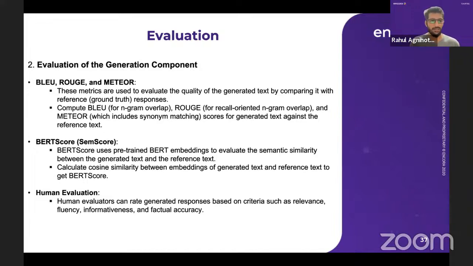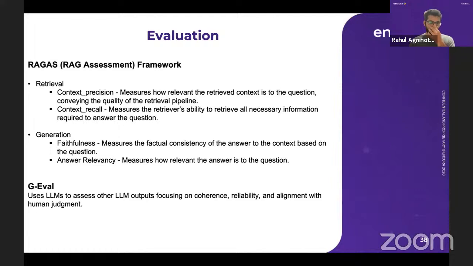And of course, you can make use of human evaluation. You can have a human team check how good the output generated from your pipeline is. There's also a framework called Ragas, which you can look into. It has predefined functions which give a context precision score, a context recall score, and a couple of other scores like faithfulness and answer relevancy.